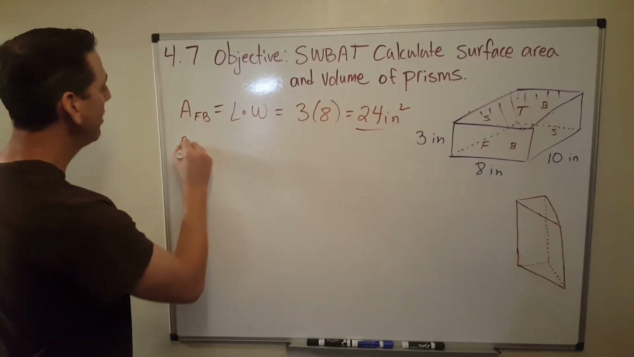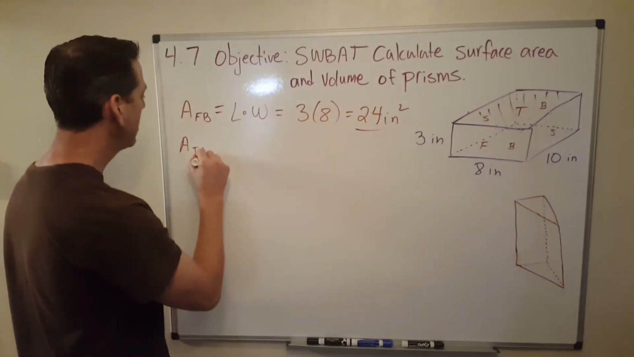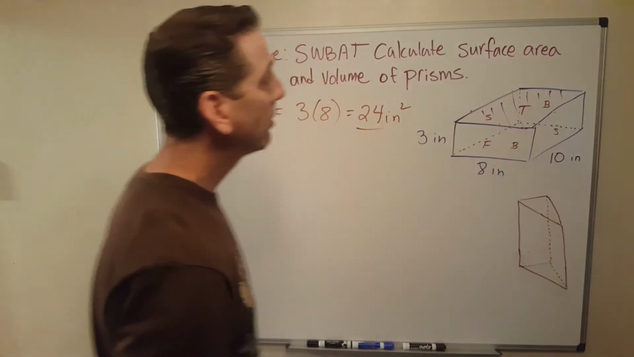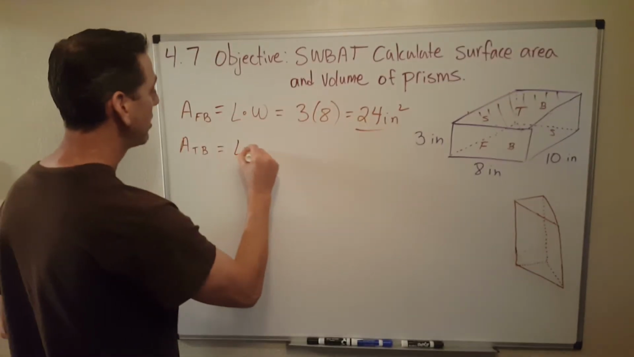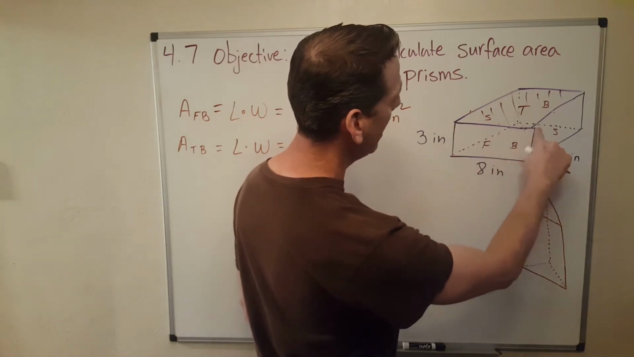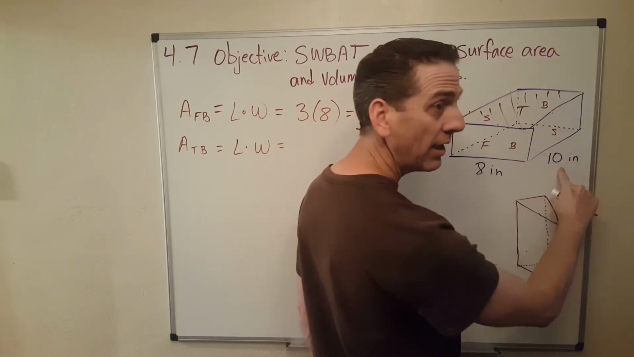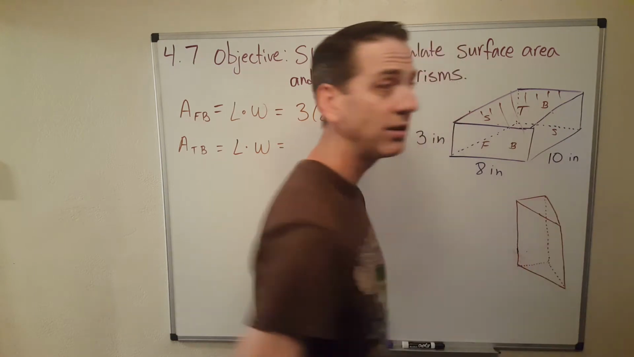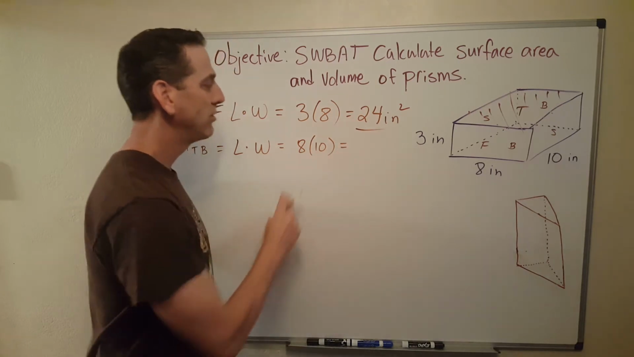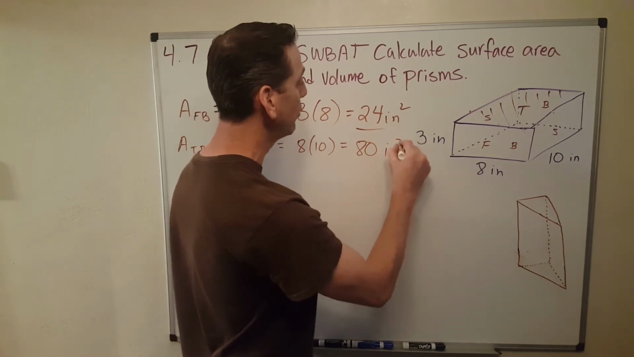Now I have to figure out the area of the top and bottom. On the top I have this rectangle, so I just need to know the length and the width. The length is 8, and the width, it says right here, is 10. So this is an 8 by 10 or a 10 by 8. I'm going to go 8 by 10. So 8 times 10 is 80. Again, that's inches times inches, so that's inches squared or square inches.